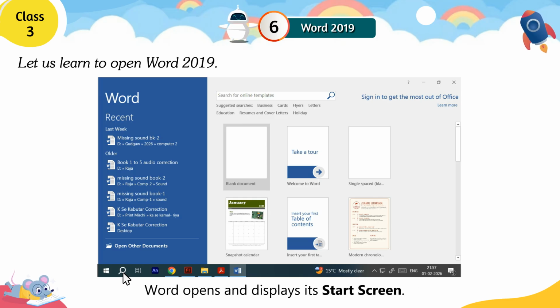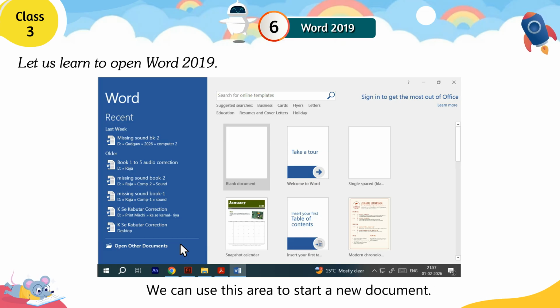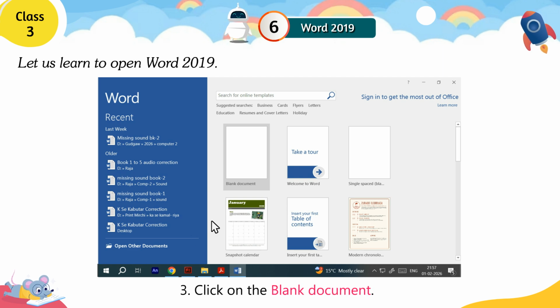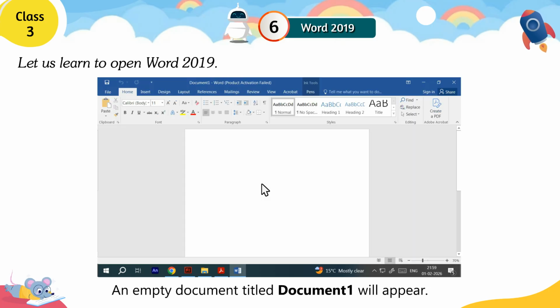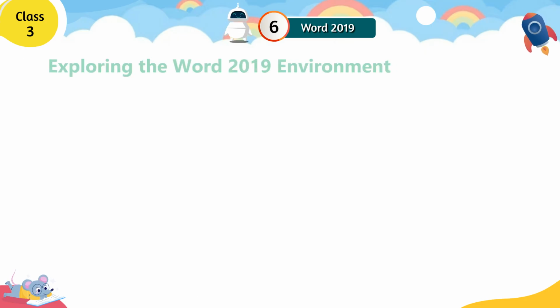Word opens and displays its start screen. In the left pane, use this area, Recent, to open an existing document. We can use this area to start a new document. Step 3. Click on the blank document. An empty document titled Document 1 will appear. Now, this area can be used to work.